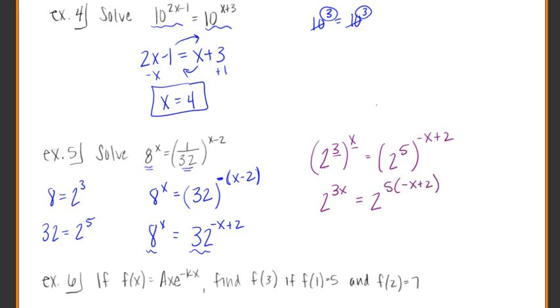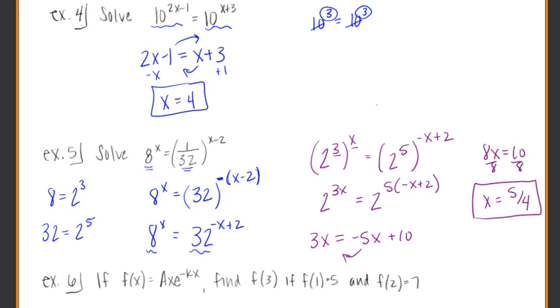All right, now I've got that cool property. The bases are equal, now the exponents have to be equal. So 3x has to equal, I'll go ahead and multiply here, negative 5x plus 10. Make sure I distribute there. Okay, let's finish solving this out. Let's move that negative 5x over. So 8x is equal to 10. Divide by 8, and x is equal to 5/4. Box that sucker up, and we are done. Let's go on to the next problem.